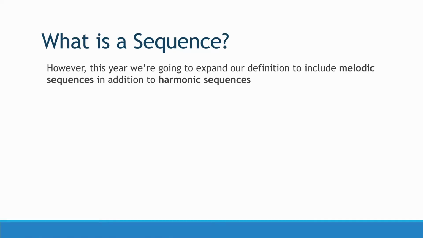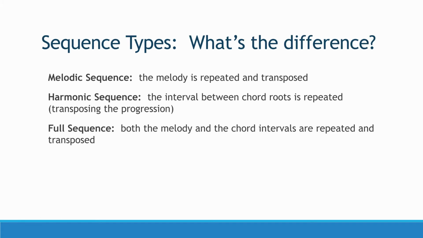In this course, we're actually going to break that down into its constituent components. And we're therefore going to expand our definition to include what I'm going to call melodic sequences in addition to harmonic sequences. So it's not just going to be the pattern of harmony, but it could just be the melody, for example, that's sequencing. So in this video, we're going to take a look at some examples of those different kinds of sequences.